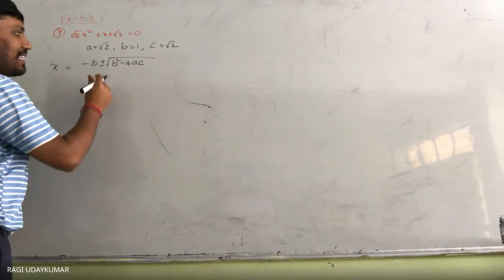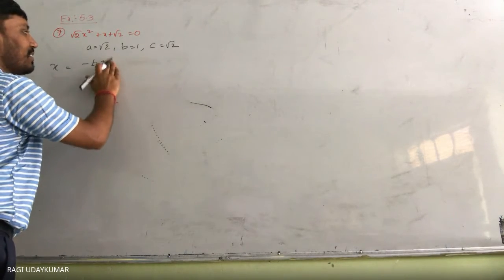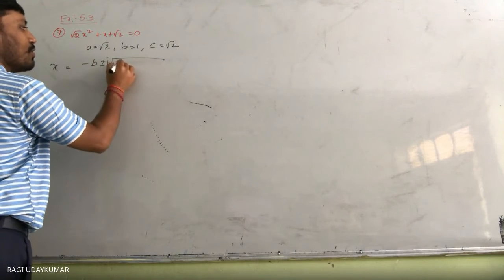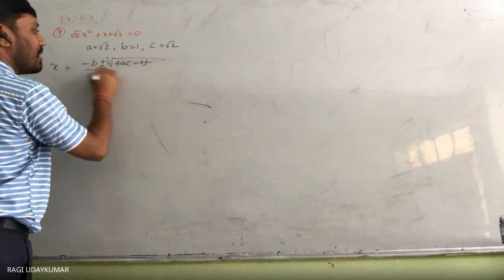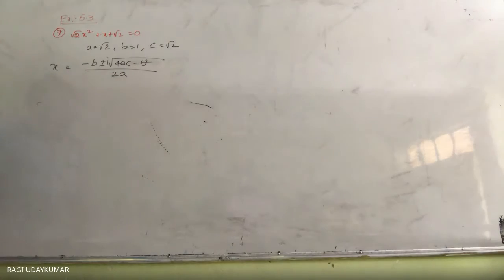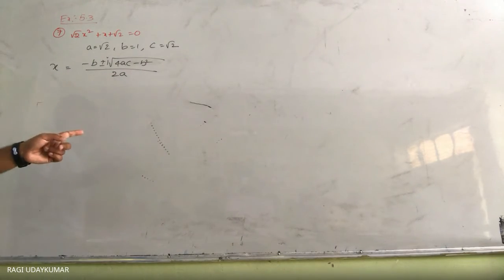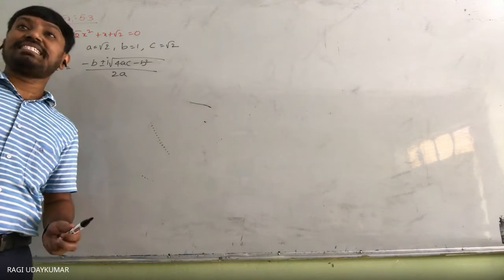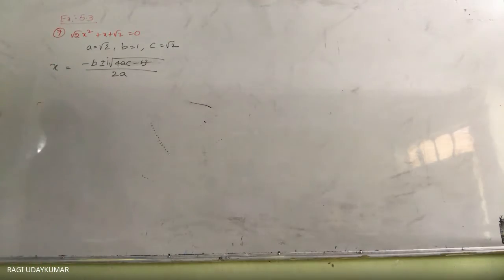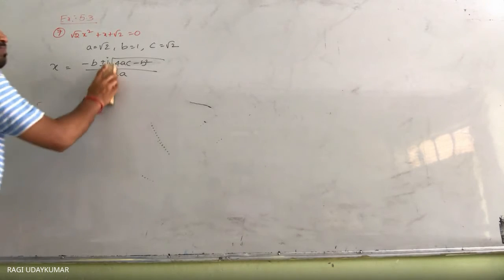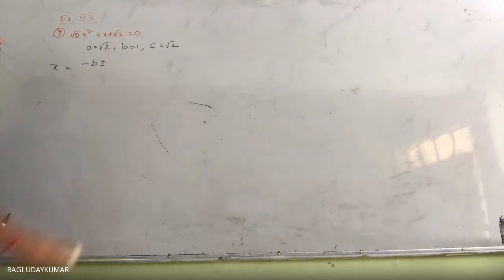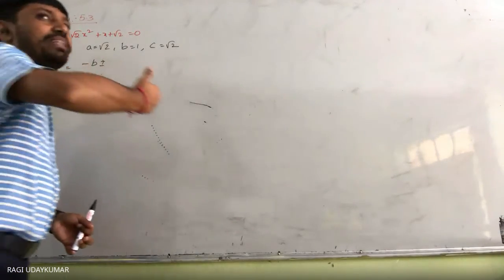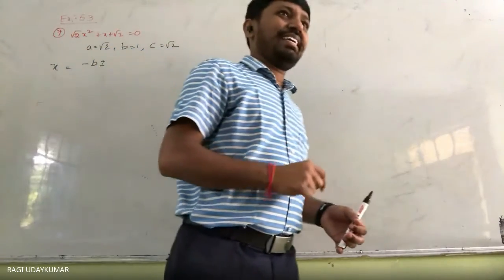सर ये लिखने से बेहतर मैं ये ही लिखूंगा. I into under root of 4AC minus B square by 2A. Yes, you are right. But this will be decided if B square minus 4AC is less than 0. If you identify that B square minus 4AC is less than 0, then only you can say that. तो इससे पहले B square minus 4AC find out करके देखना है.